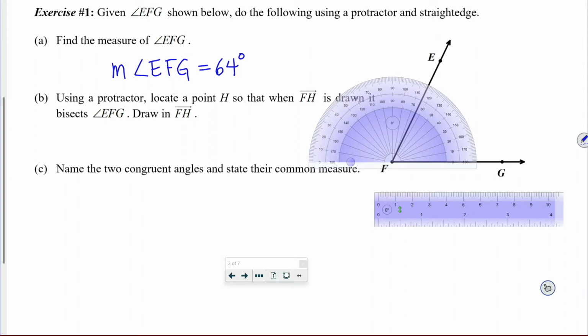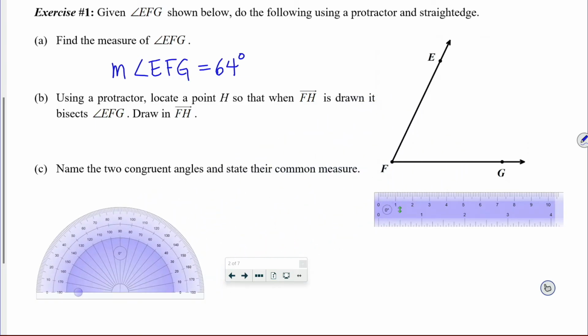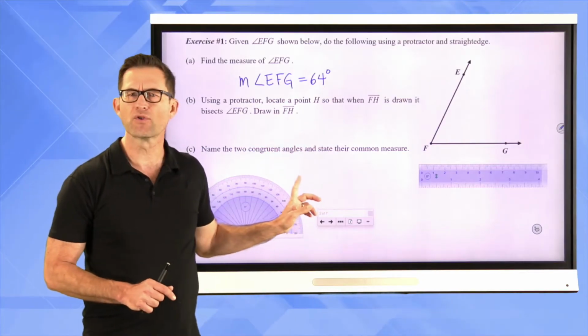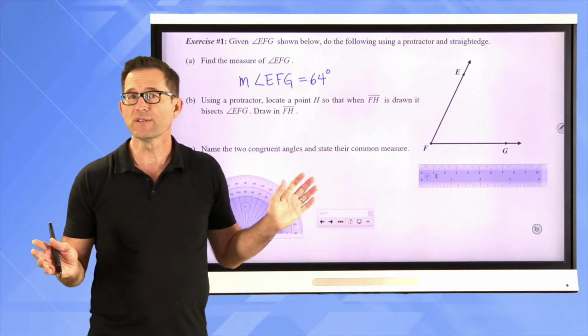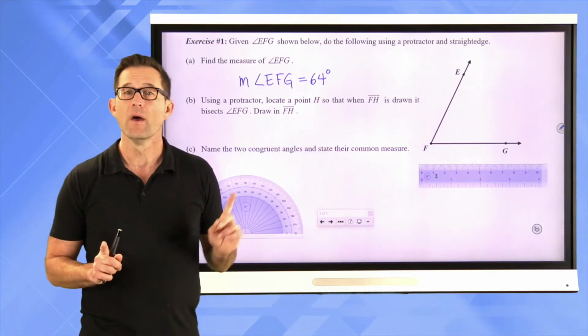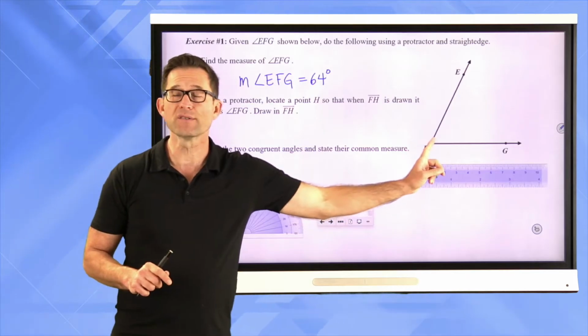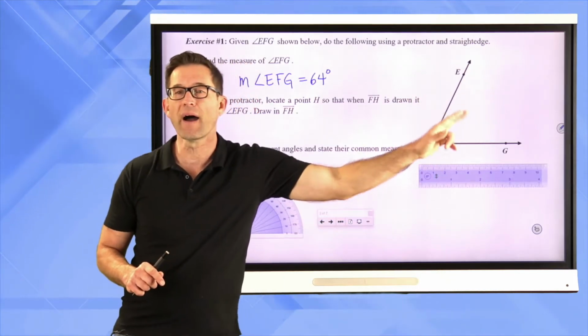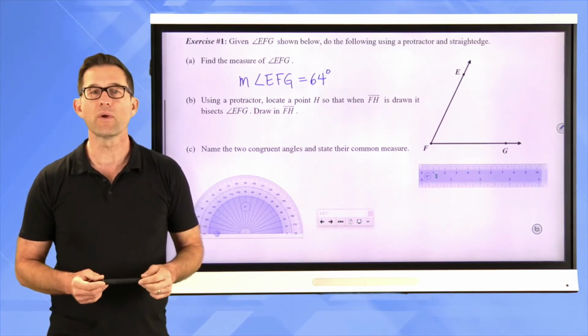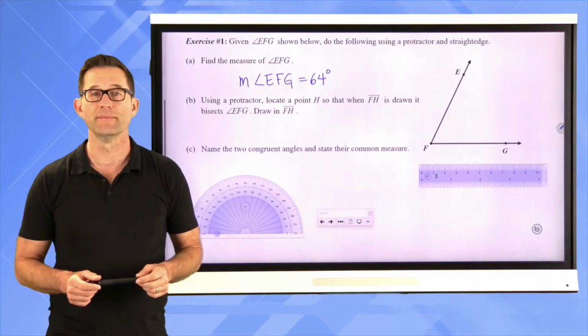Using a protractor, locate a point H so that when ray FH is drawn, it bisects angle EFG. Draw in ray FH. Okay, so somehow I've got to use my protractor to figure out some place where I can put a point H, and point H can go in a variety of locations, okay? But when I draw in the ray that starts at F and goes through H, it's got to bisect that angle. It's got to cut it in half. So pause the video and see if you can locate a point H that will do that job.